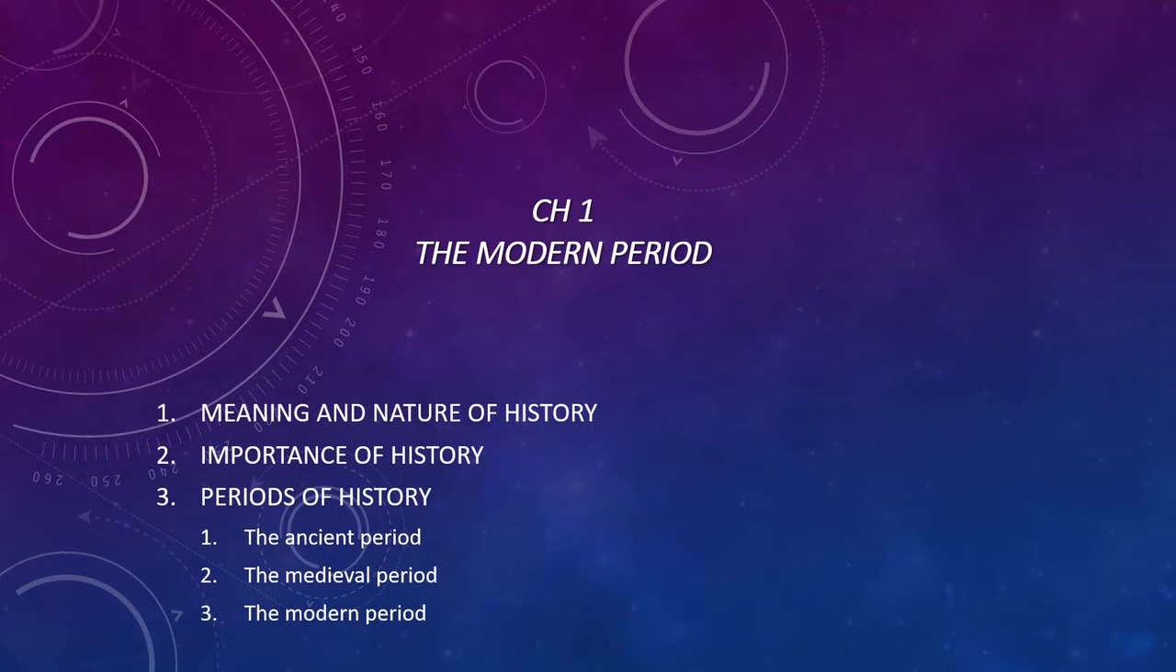Next point is importance of history. The study of history is very important for us. History helps us to understand how the present evolved. It tells us about the past of the present. With the help of history, we are able to know about the art, literature, customs, religion, etc. So it is helpful in gaining knowledge of the continuous development of human beings, culture, and civilization.